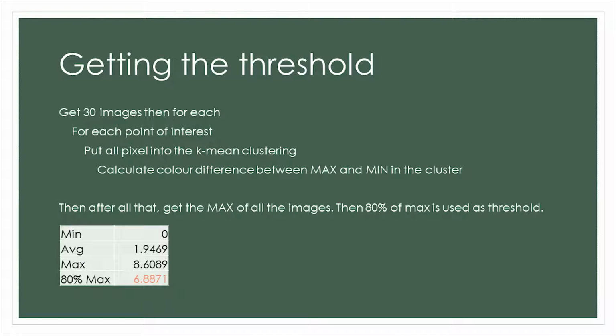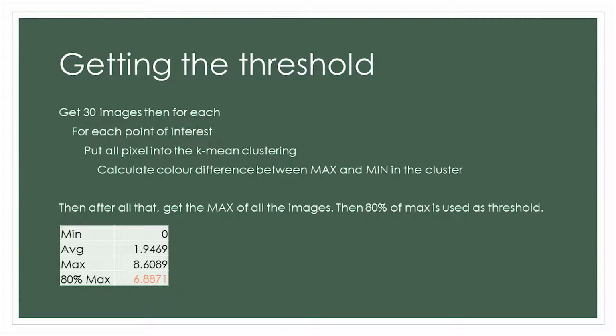So now what's the threshold that is used to compare? It's this number. But how did the number come to be? First, 30 images are chosen at random. Then for each of the 30 images, the reference points are extracted. Then all the pixels are inserted into clustering. Then the max and min of the cluster are gathered and the difference is calculated.